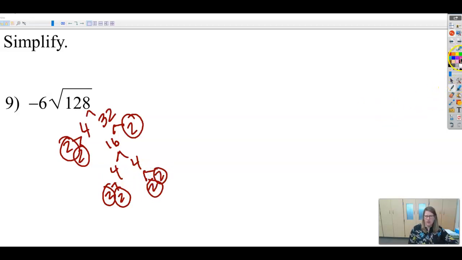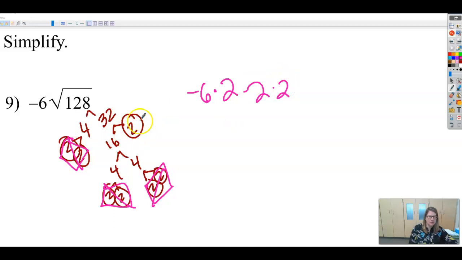Alright, so now I'm looking for pairs. So if there is a pair of 2's underneath, I can bring one out. Now there's already a negative 6 out here. That negative 6 is going to get multiplied by anything that comes out. So 2 2's here, and 2 there, means I can bring out 3 2's. That 2 has to stay underneath the radical.